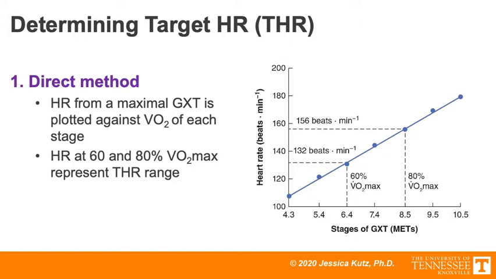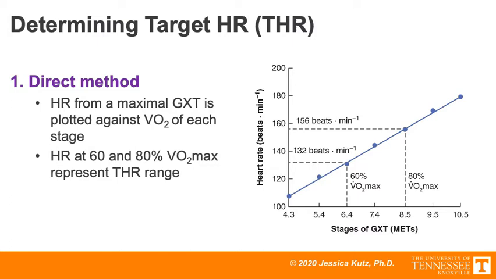During a direct method, you actually put someone through a graded exercise test and then you plot their heart rate against their VO2. Using this technique, we would estimate that we would want someone exercising between 60 and 80% of their VO2 max. So if you look down on the graph, you'll see we have 60 and 80% of VO2 max.